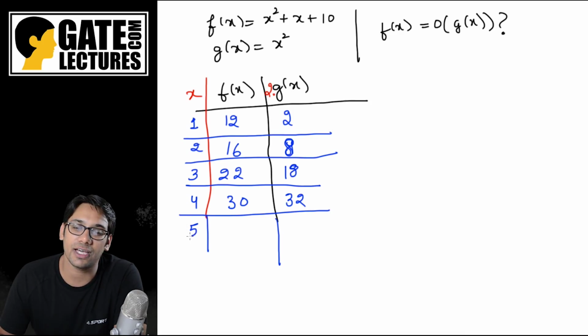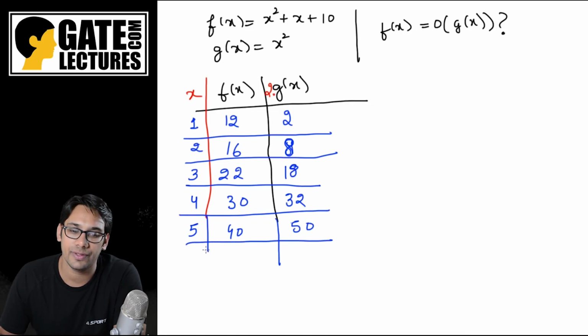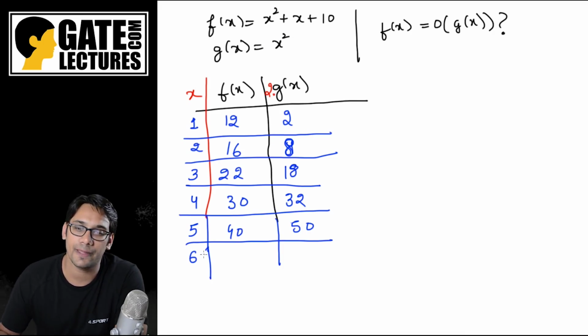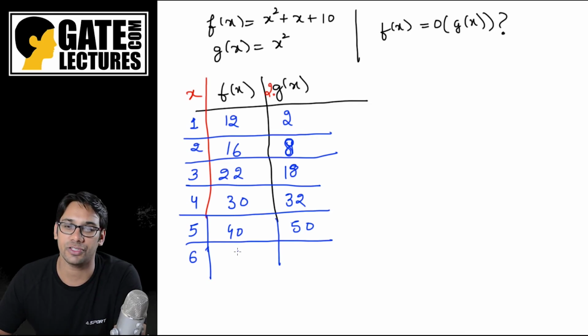If the value of x is 5, in that case, f(x) will become 25 plus 5, which is 30. 30 plus 10 is 40. And g(x) will become 25 into 2, which is 50. Right? Now the value of x will become 6. Then the value of f(x) will become 36 plus 6, which is 42. 42 plus 10 is 52. And g(x) will become 36 into 2, which is going to give you 72. And so on.